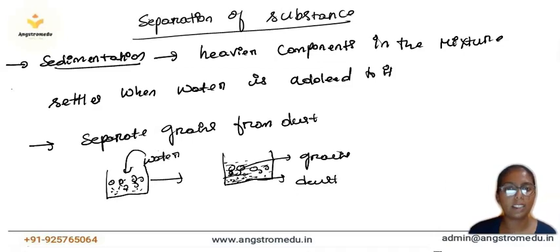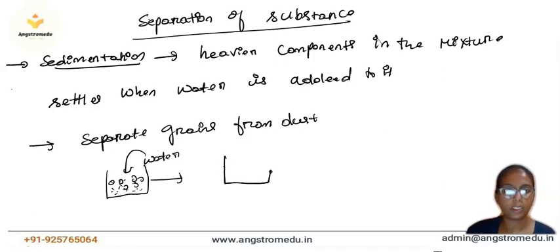So we will get a layer here. So this is of the dust and this is of the grain. So this process is known as the sedimentation. Sorry, here the larger particles will get settled down and the dust particle will float on it. So here this is the water and the grain particles will settle down, and here the dust particles, the lighter particles, will always float, that is float upside. So this is the dust and this is the grain. So this is the sedimentation.